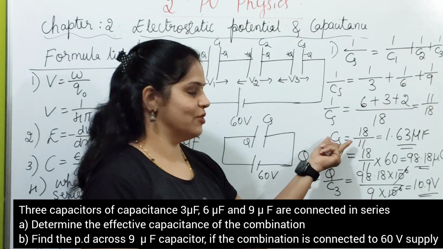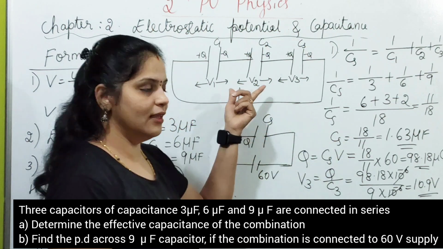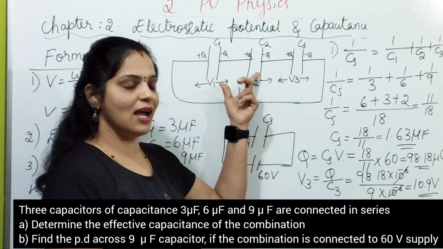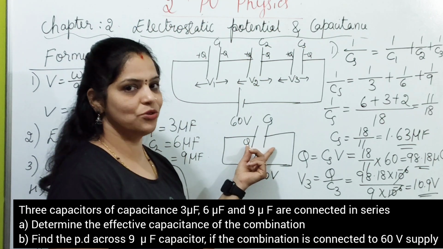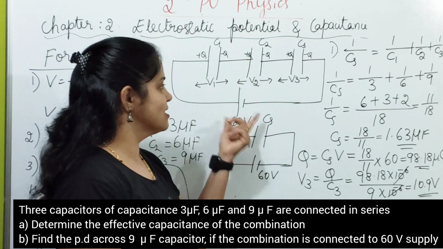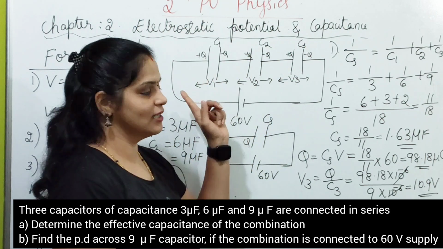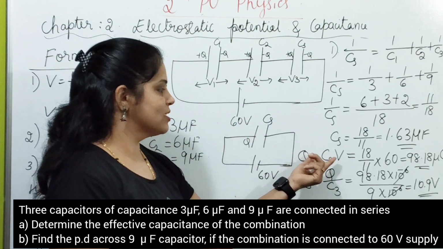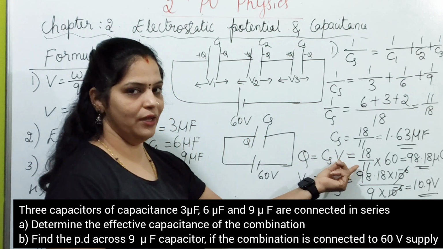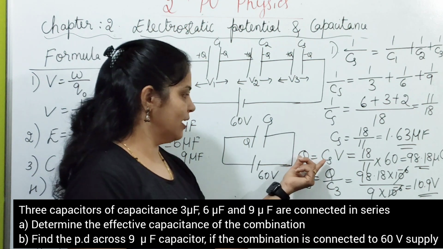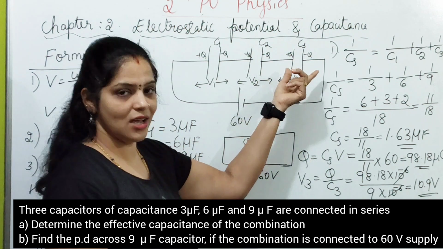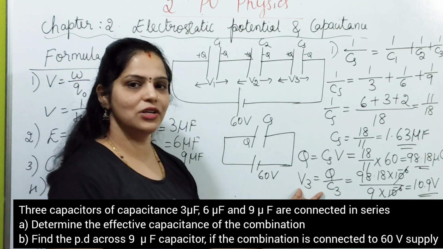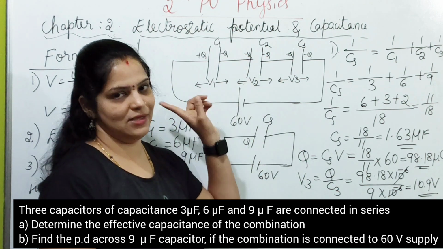Reciprocal of that number gives CS. And when they are connected in series, the charge remains the same, which is the same as that of the combination, right? So, here the charge on the single capacitor is the same as the charge on each capacitor. That's why first let us calculate the charge on the single capacitor using the formula CS into V. So, therefore, we'll come to know what is the charge on each capacitor. So, use this relation to find out the potential difference across each of the capacitors.